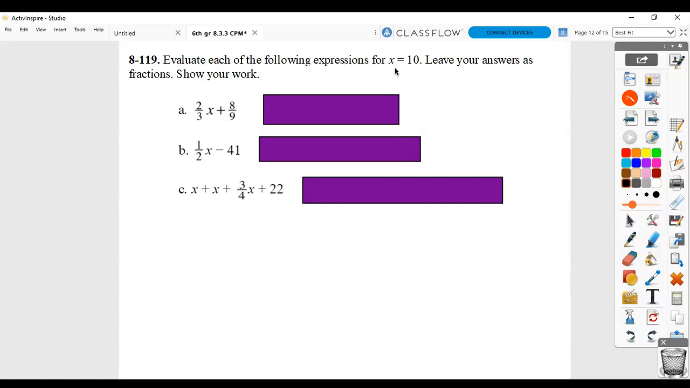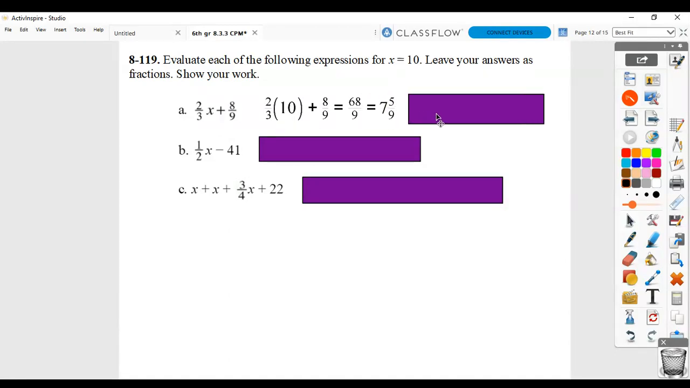Here you have to evaluate the expressions for x equal to 10, and they want you to leave your answers as fractions and again show your work. So we're replacing x with 10, so it's 2/3 times 10 plus 8/9. And then you can put the 10 over a denominator of 1. So you'd end up getting 20 thirds plus 8 ninths. You'd need to get a common denominator and show that they'd be ninths. And when you do that, you get 68 ninths, which is the same as 7 and 5 ninths. So again, make sure you have all the steps here. There's more than just what I'm indicating.